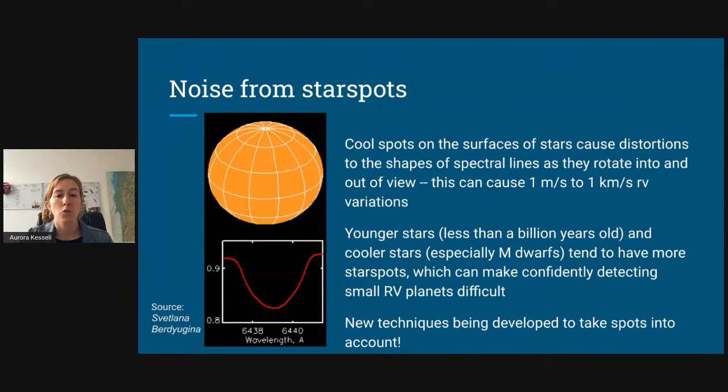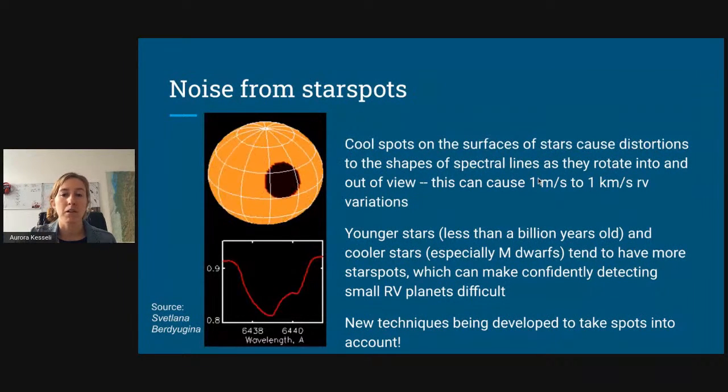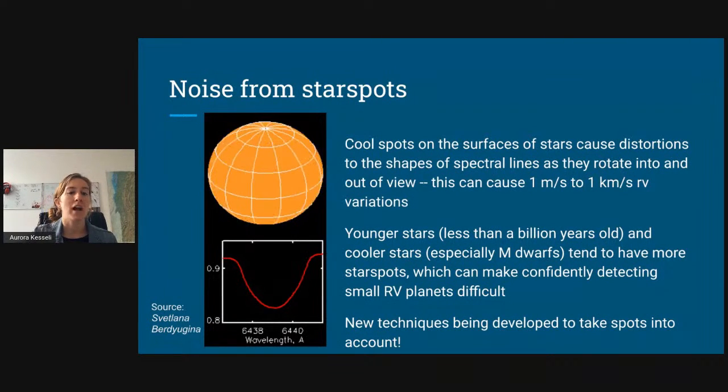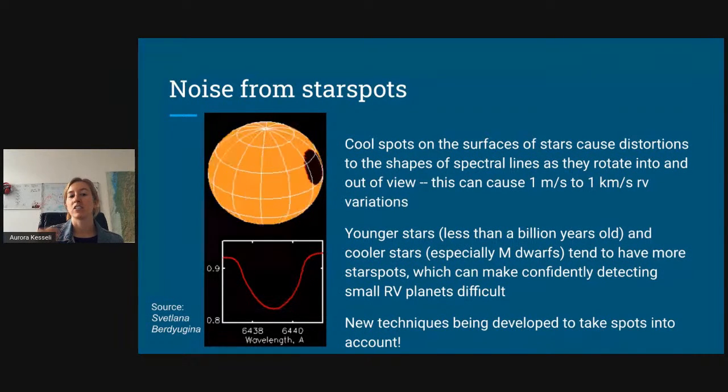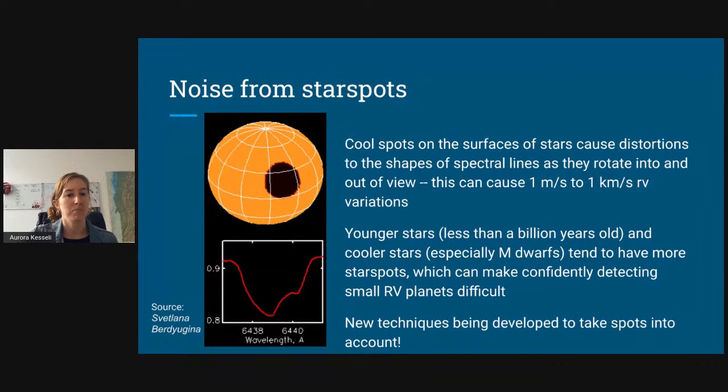But even on solar-like stars, on the sun, at high points when we have large star spots, this can still cause meter per second variations. And if we are looking for centimeter per second variations, this can be a big problem. So there's lots of techniques that people are using to try to figure out where the star spots are and then to correct for this. If you're interested in this, there's lots of papers and lots of things that people are doing.